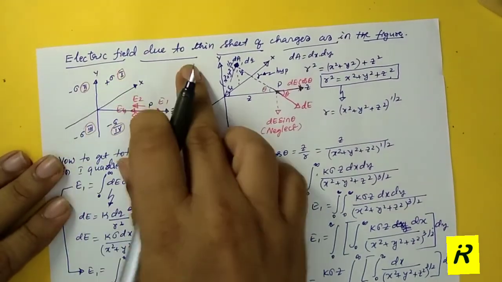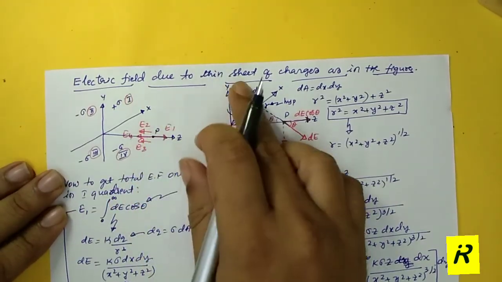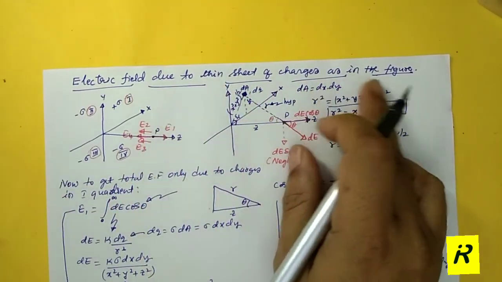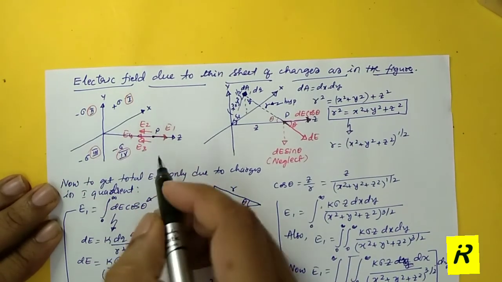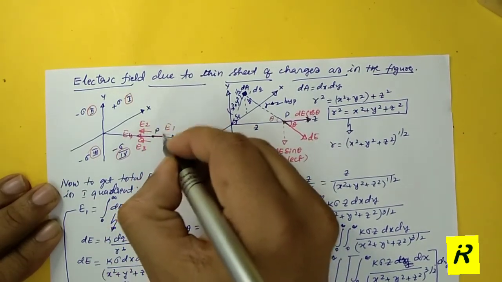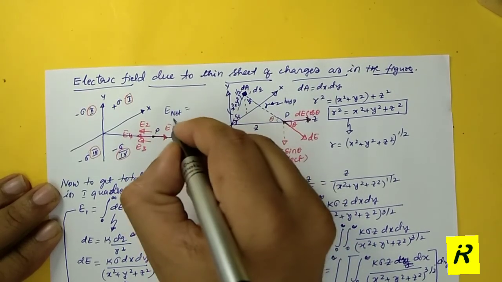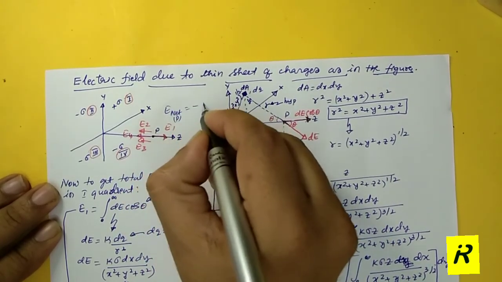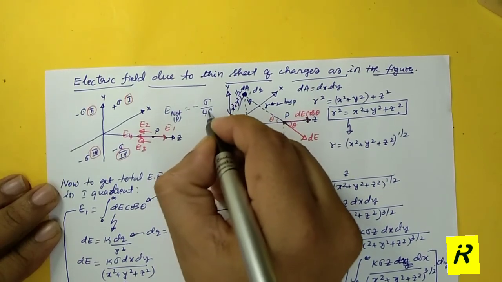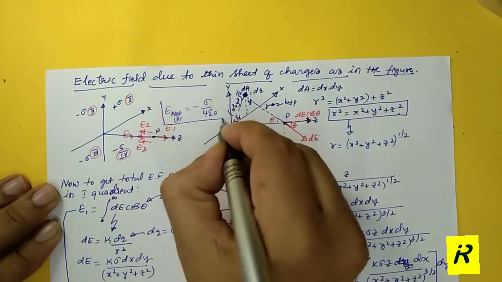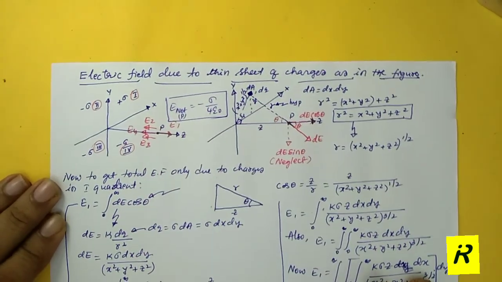This is the electric field due to the thin sheet of charges as in the figure. The net electric field at this point P is sigma divided by 4 epsilon o. So this is the result of our derivation.